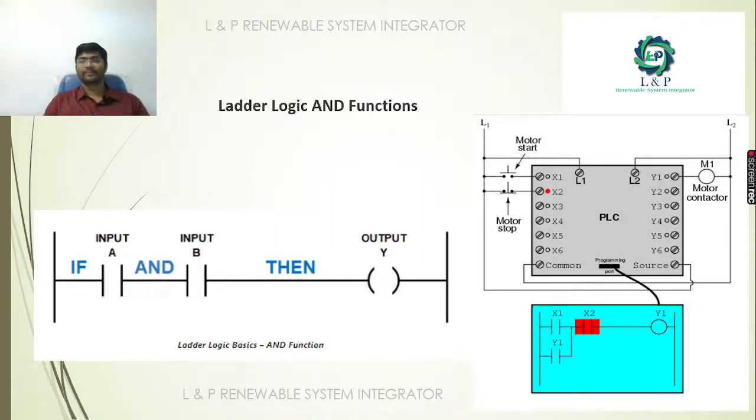See here we have motors, just an example we had given. If you want to enable an output, if this is a NO contact and this is also a NO contact, if both are on, then only the output will be on. This is the if-then function.